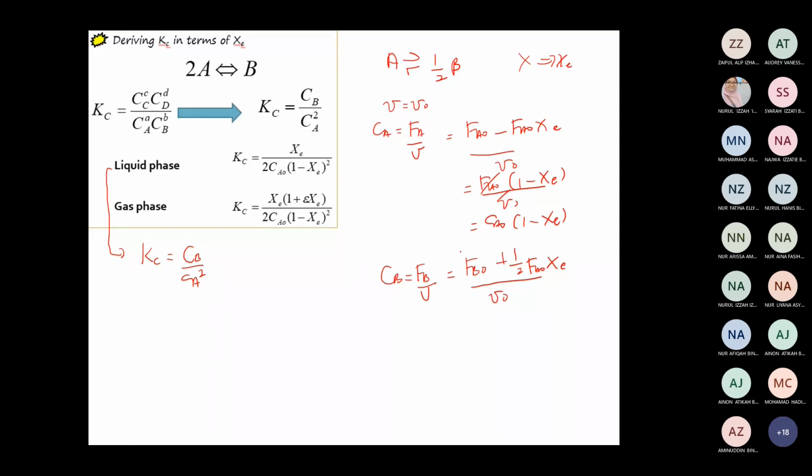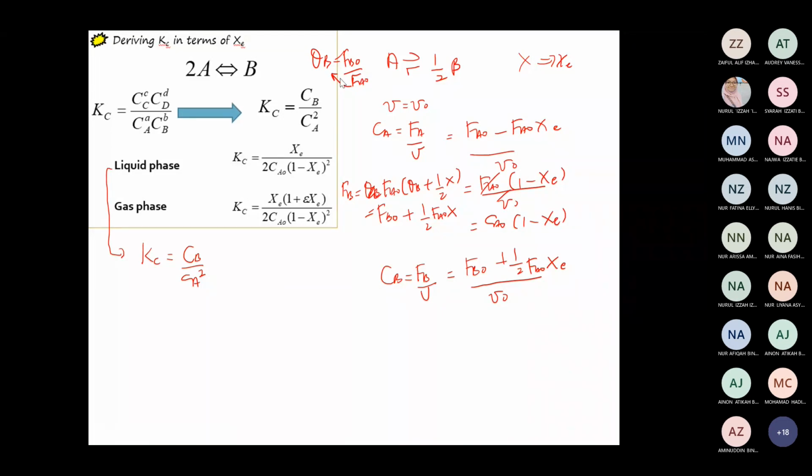Remember dulu yang kita buat ni, boleh juga FB is equals to theta B FA0, so FA0 (theta B plus half X). Ataupun this one you boleh keluarkan, sebab FA0 times theta B is equal to FB0. Times half FA0 times the X. Remember theta B is equal to FB0 over FA0.